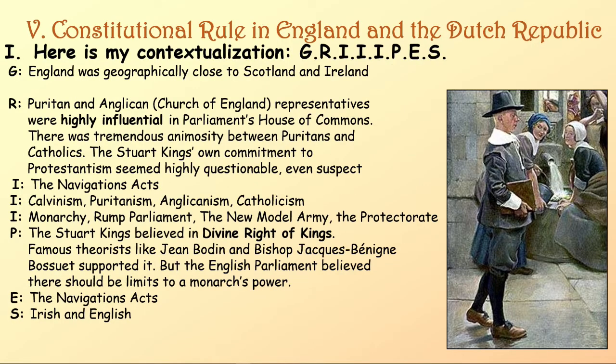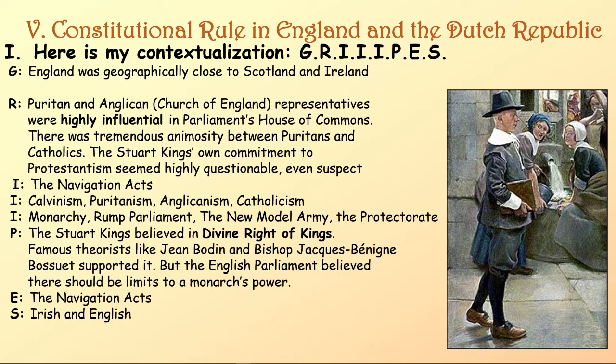Here's my contextualization, and I'm going to use GRIPES. So G for geography. England was geographically close to Scotland and Ireland. That's going to be significant. R for religion. Lots of religion here. Puritan, Anglican, Church of England. Those representatives were highly influential in Parliament's House of Commons, and there was tremendous animosity between Puritans and Catholics. The Stuart Kings' own commitment to Protestantism seemed highly questionable to Puritans, even suspect.